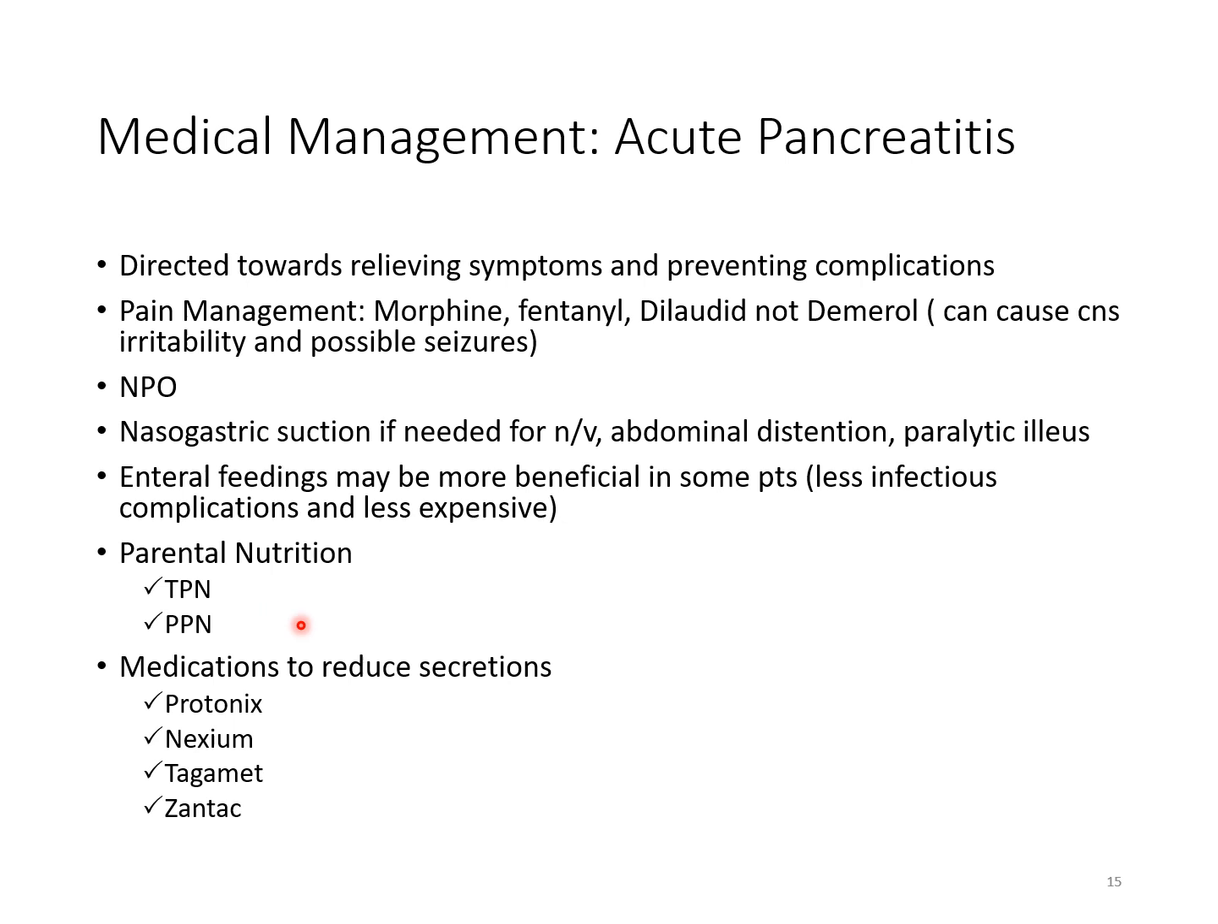and the NG tube. Okay, and then the medications that are beneficial in reducing secretions include things like Protonix, Nexium, Tagamet, and Zantac. All of these can be given.